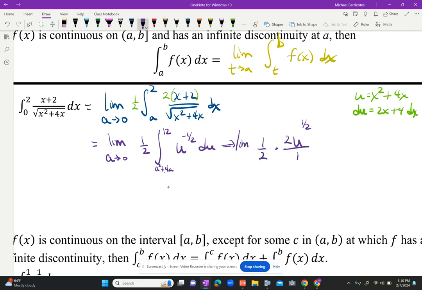And also don't forget, we're taking the limit as a approaches 0. And I need to evaluate this at 12 and at a squared plus 4a. Where did this come from? Well, we substituted a into the u formula so that I can get things in terms of u. If I'm multiplying by 2 and multiplying 1/2 times 2, these are going to reduce, right? So I'm just left with u to the 1/2. So just to clarify that, these reduce, and I'm left with 12 to the 1/2 minus the square root, because it's u to the 1/2, of a squared plus 4a.